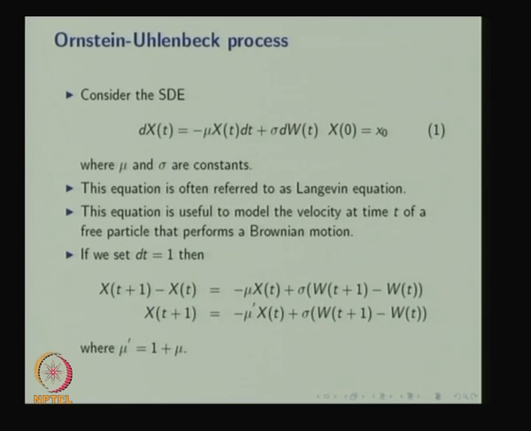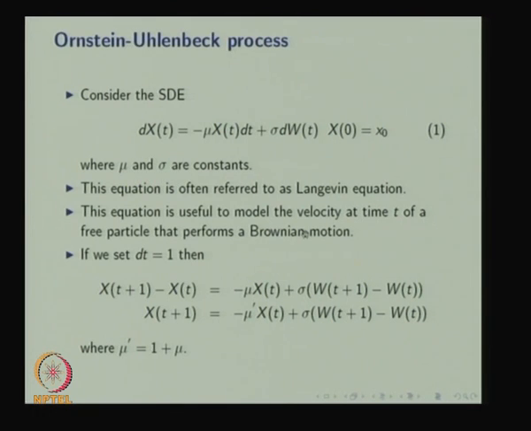Now we are moving into the second model, that is the Ornstein-Uhlenbeck process. Consider the stochastic differential equation dXt is equal to minus mu times Xt dt plus sigma times dWt, where mu and sigma are constants. This equation is also referred to as the Langevin equation. It is useful to model the velocity at time t of a free particle that performs a Brownian motion.